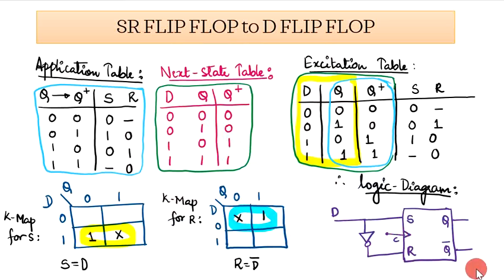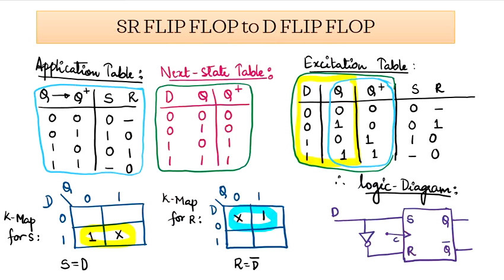The SR flip-flop is drawn, and from the equation S is equal to D, so D is directly given to S, and R is the inverted version of D. So we make use of an inverter and then provide it to R. A clock has been provided. This clock can either be positive edge triggering or negative edge triggering. It is specified that it has to be negative edge triggering, so ensure that you provide a bubble at the clock.